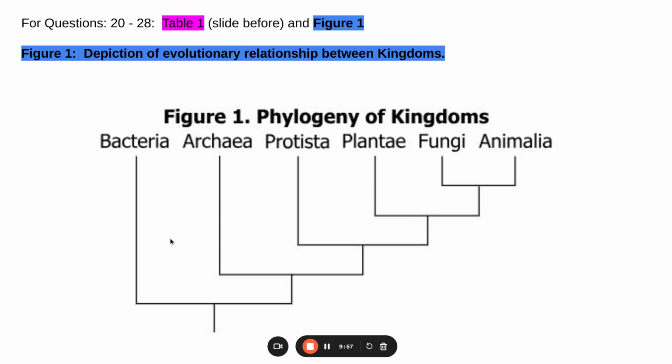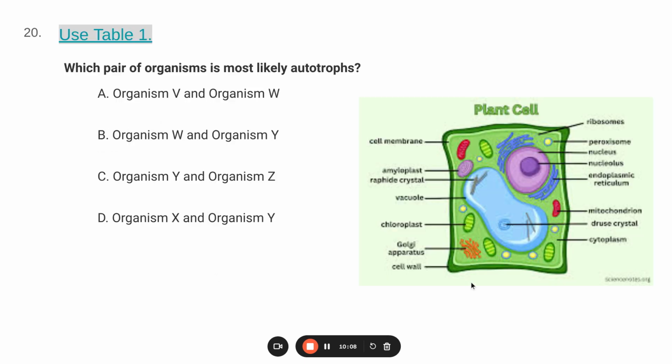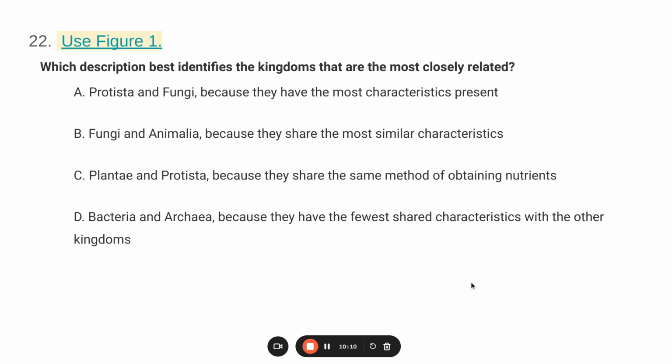All right, so if I'm looking at this right off the bat, I see that fungi and Animalia are the closest to each other, so it probably means that they're closest related. So let me check. Fungi and Animalia, right there they are, and I don't need to go past anything to find out that number 22 is B.